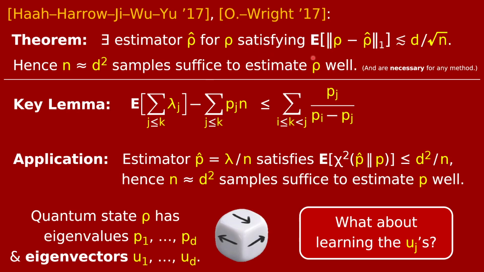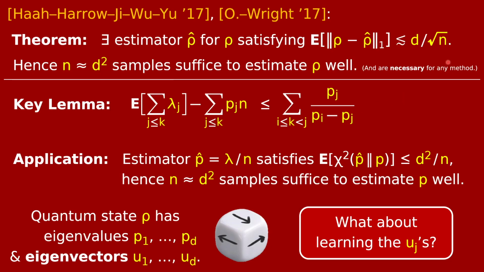And here it's actually known, it was proved by Haah et al., that d-squared samples are necessary for any method of learning an entire quantum state. And that's somewhat natural, because if you think about it, these are d vectors in d dimensions, so they're kind of defined by d-squared numbers, so it seems quite logical that you would need at least d-squared samples to learn them well.